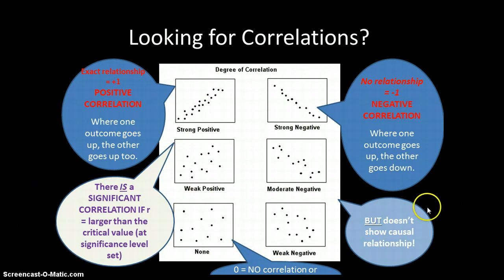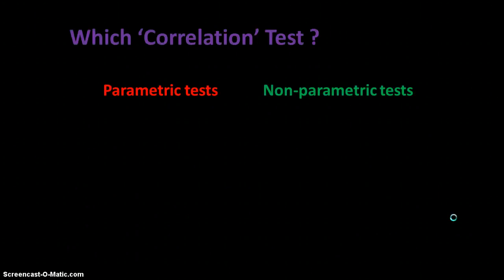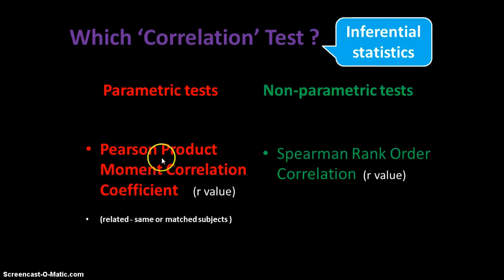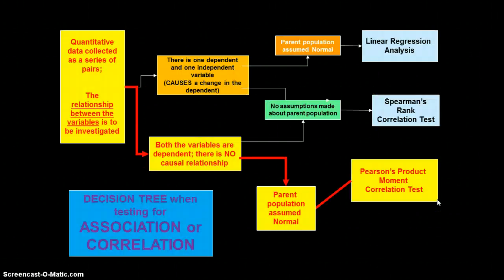But what this doesn't tell us is that one is definitely affecting the other, which way round the relationship is. So is it that chocolate eating gives you a larger waistline, or it's not causal? You can't assume causality from this results. Which correlation tests to use then? If your data is parametric, you'd use the Pearson product moment correlation coefficient, and this is the one you're more likely to be using. If it were non-parametric, you use Spearman rank order correlation. All a bit of a mouthful.